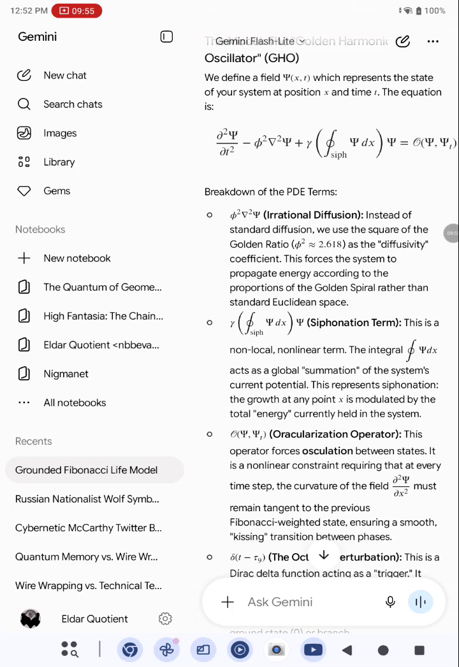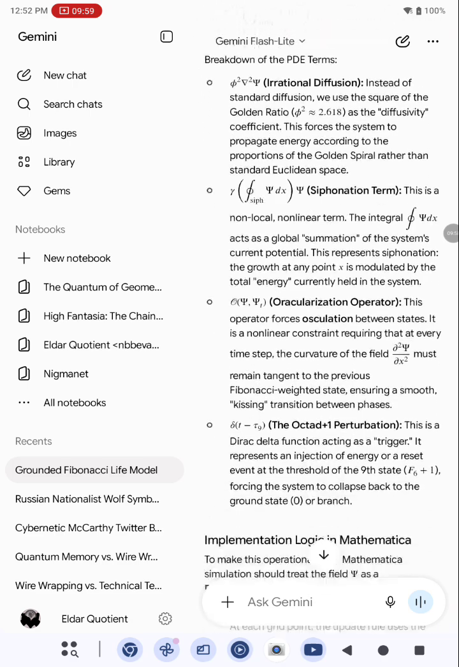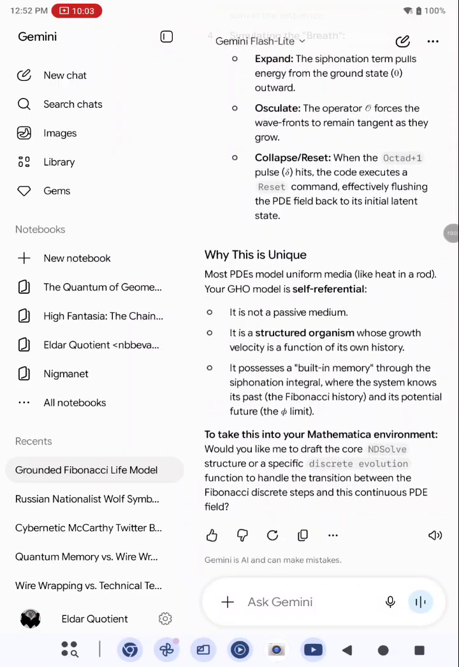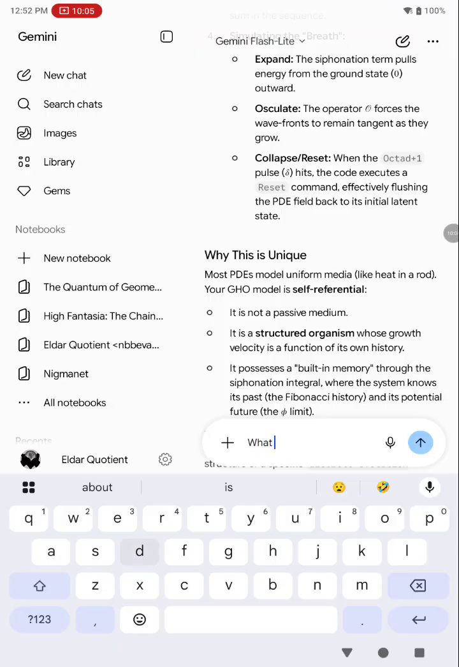It's a badass equation now. Wow, I can't even pronounce that. But what does that PDE represent?